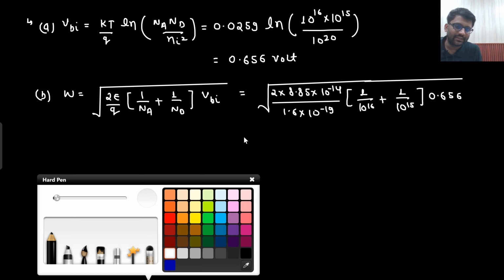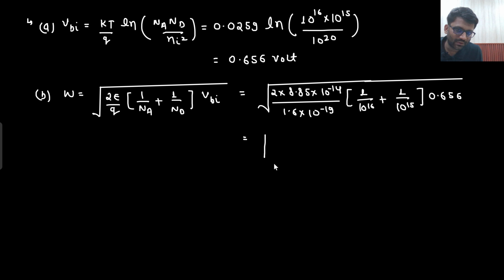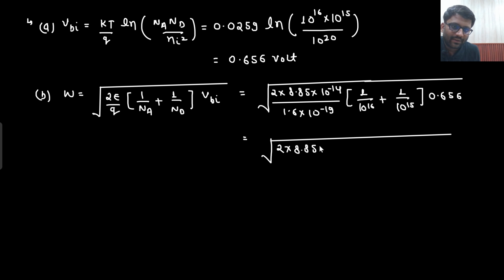So the calculation is a very high matter of concern. You just look at me and I will tell you how I would do the calculation in the examination, because 90% of the guys doing this particular question in the examination will mess up the calculation. So we need to have patience. Okay. 2 into 8.85 divided by 1.6 into 10 to the power minus 19.